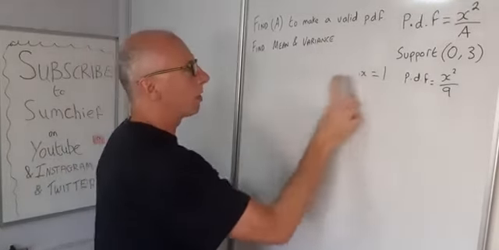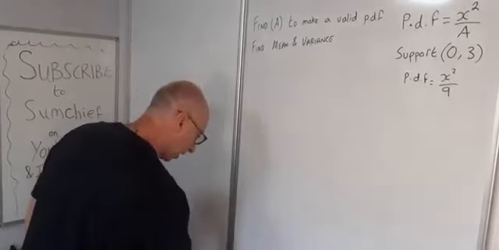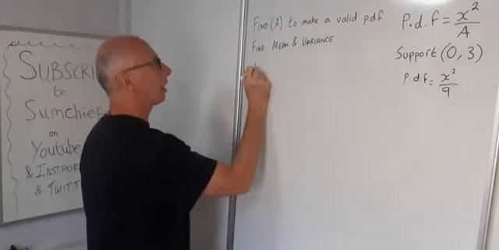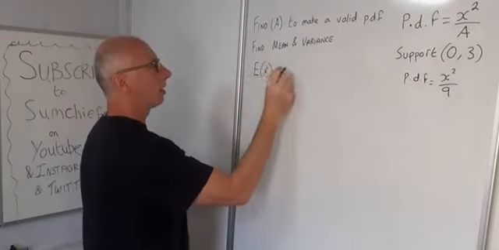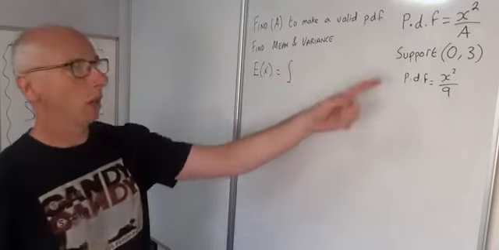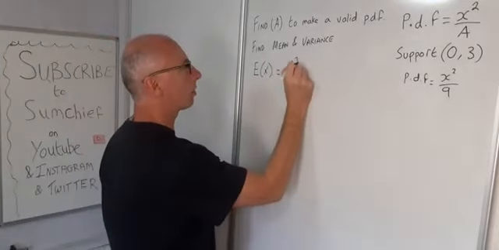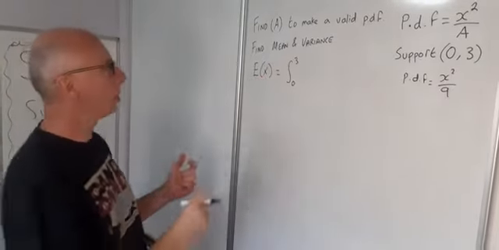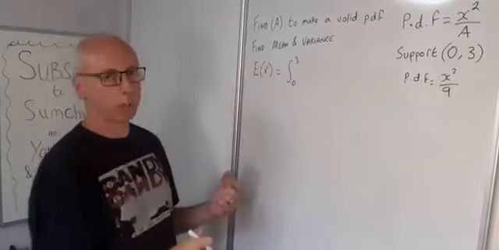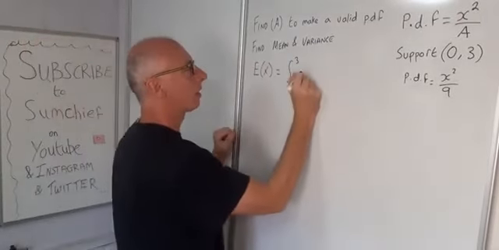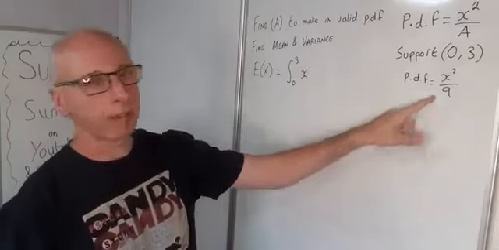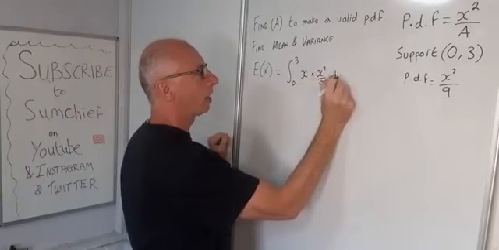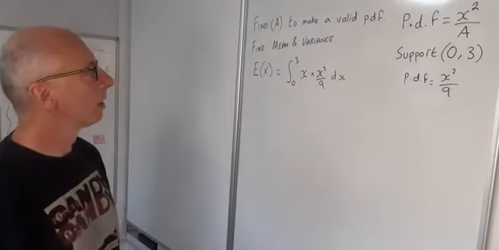So now what we need to do is find the mean. The mean we can do by way of integration again. So E of x: integrate that over the support, 0 to 3. And in the brackets here, whatever we've got in here, so x is the first moment, so it's x. If it was x cubed, we'd write x cubed here. So E of x is just x multiplied by our PDF, so multiply that by x squared over 9 with regards to x.